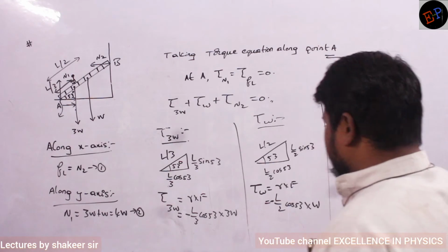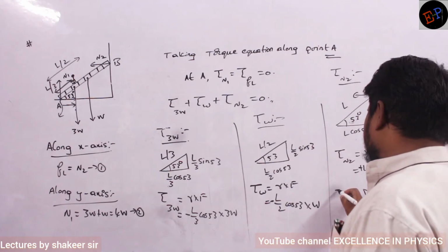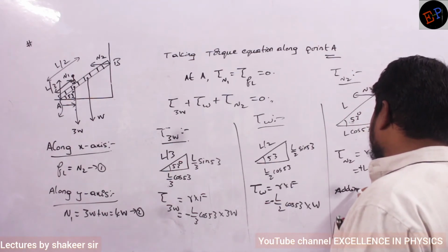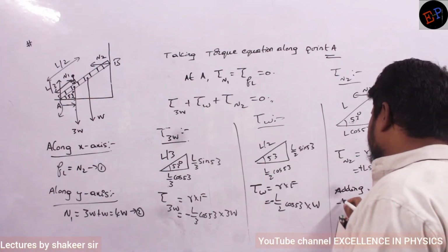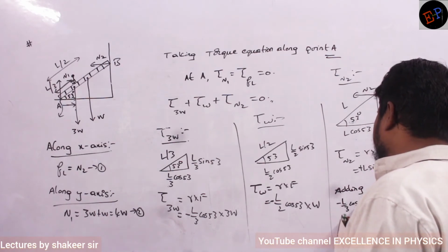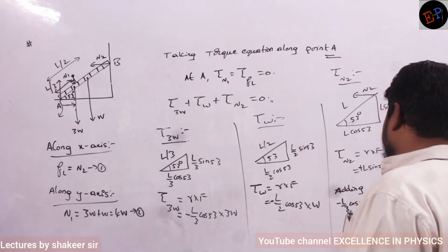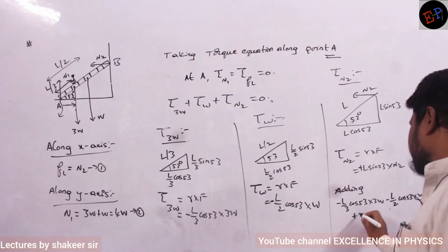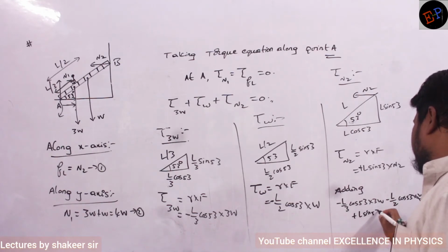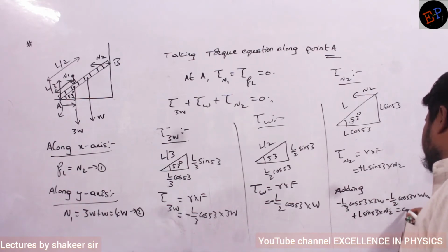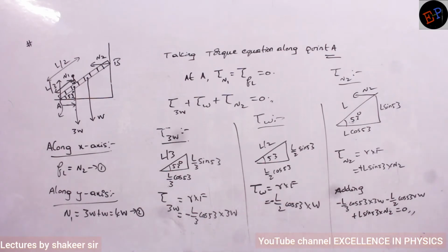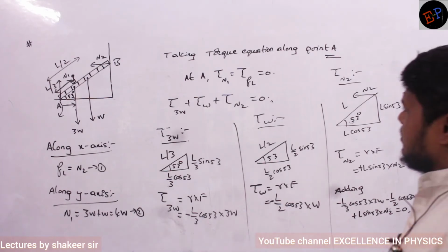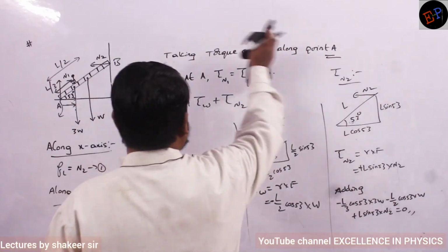So therefore, adding all the torques: minus L/3 cos 53 multiplied by 3W, minus L/2 cos 53 into W, plus L sin 53 multiplied by N2. Total should be how much, ma? Total should be 0. Clear, no? So shall I rub this one?